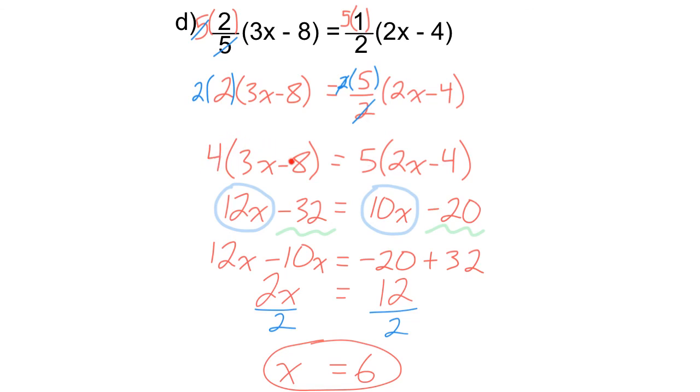Expand the brackets to eliminate those. Identify my like terms, collect them, simplify, and then divide both sides by the coefficient in front of x to solve. So x equals 6.